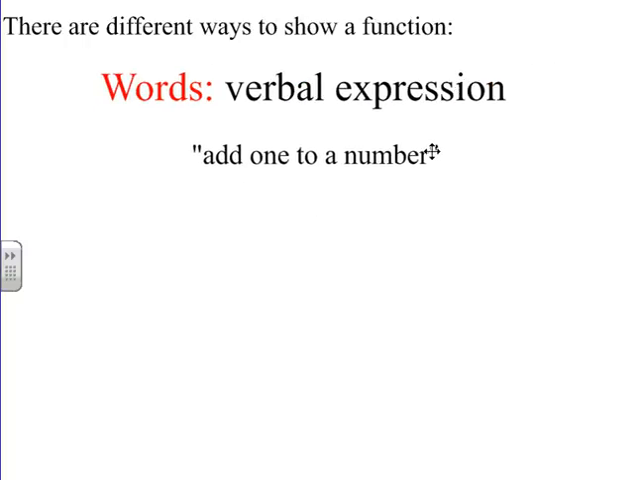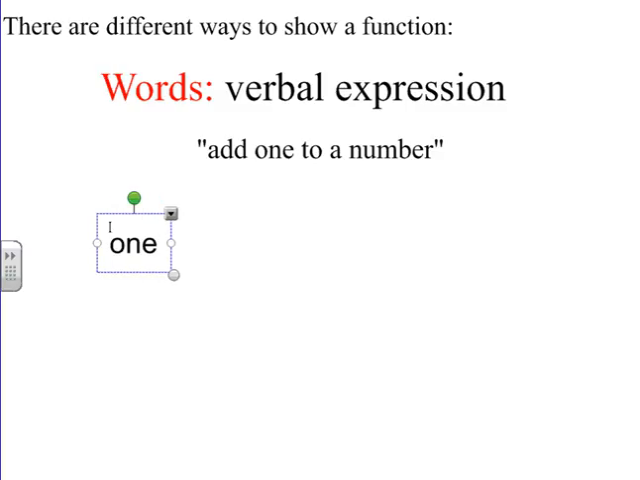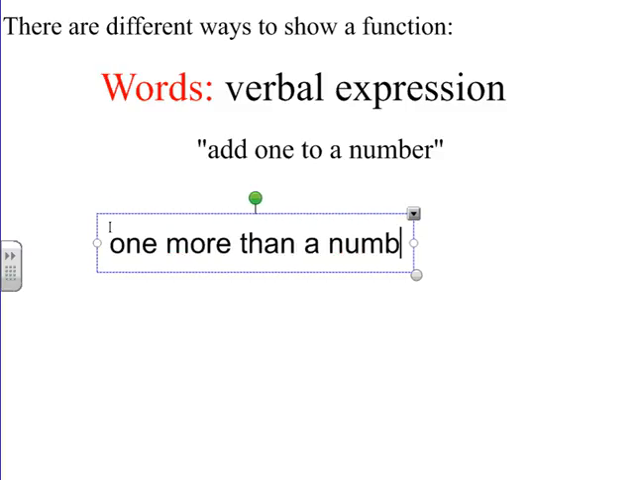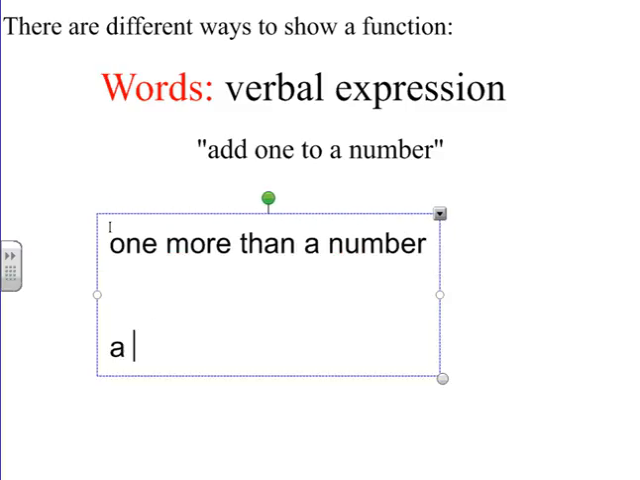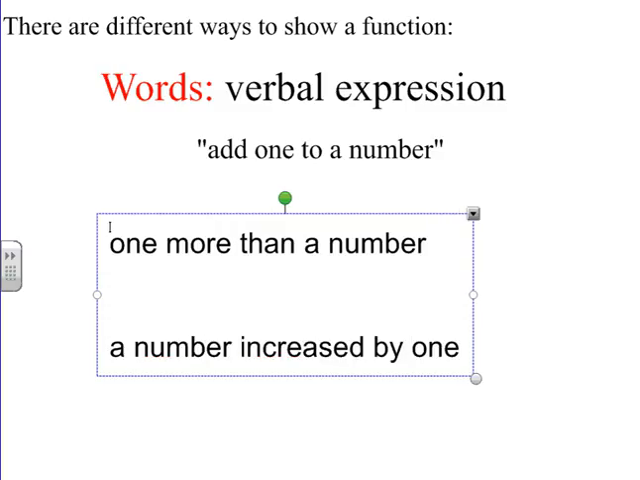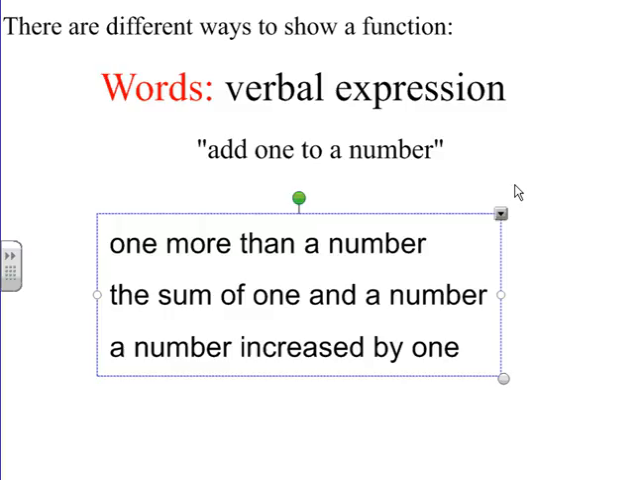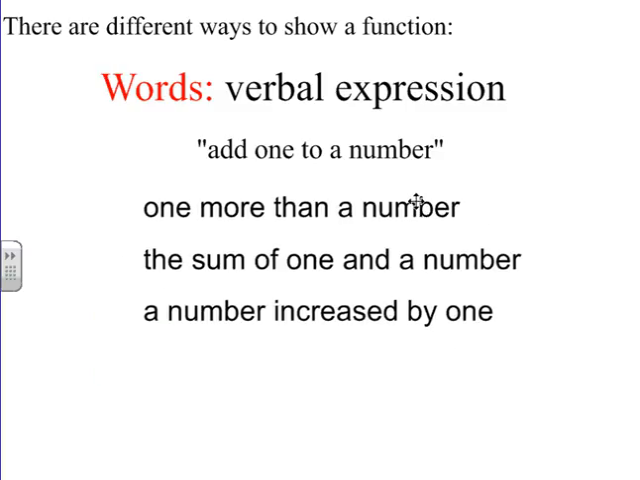For example, we could say add 1 to a number. There are many other ways that we can do that as well. We could say 1 more than a number. We could say a number increased by 1. We could say the sum of 1 and a number. So these are just some examples of how a verbal expression can be used to show us one way a function can be shown or modeled.